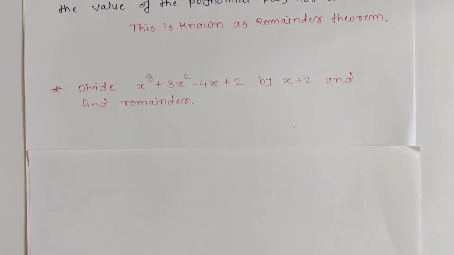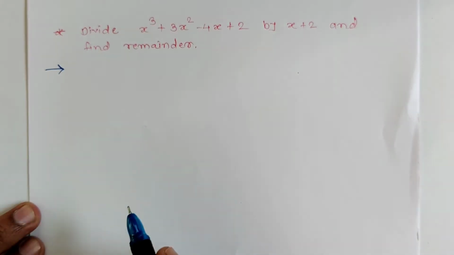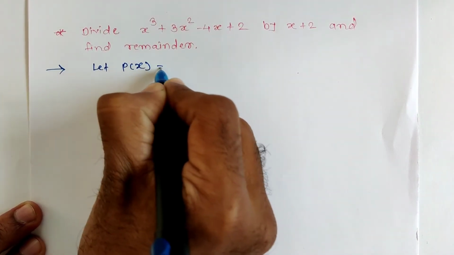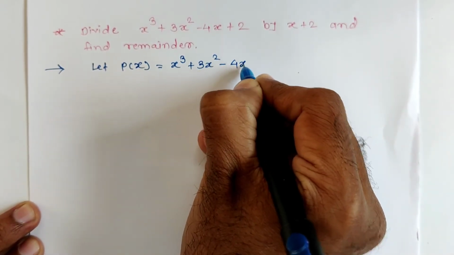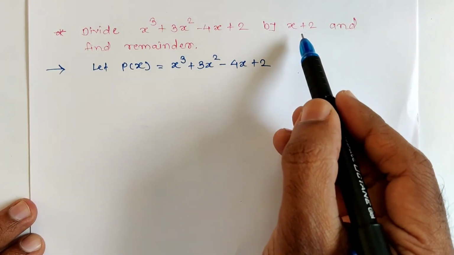First example: divide the polynomial x cube plus 3x square minus 4x plus 2 by x plus 2 and find the remainder. Mind that the remainder theorem is only useful for finding the remainder when we divide a polynomial by another polynomial. First let us name the given polynomial: let p of x equal x cube plus 3x square minus 4x plus 2. We have to divide this polynomial by x plus 2.